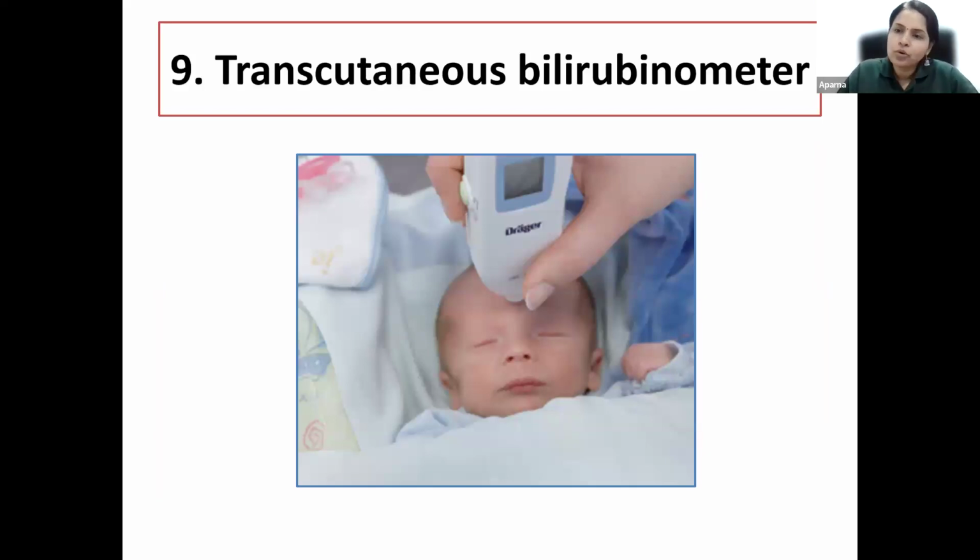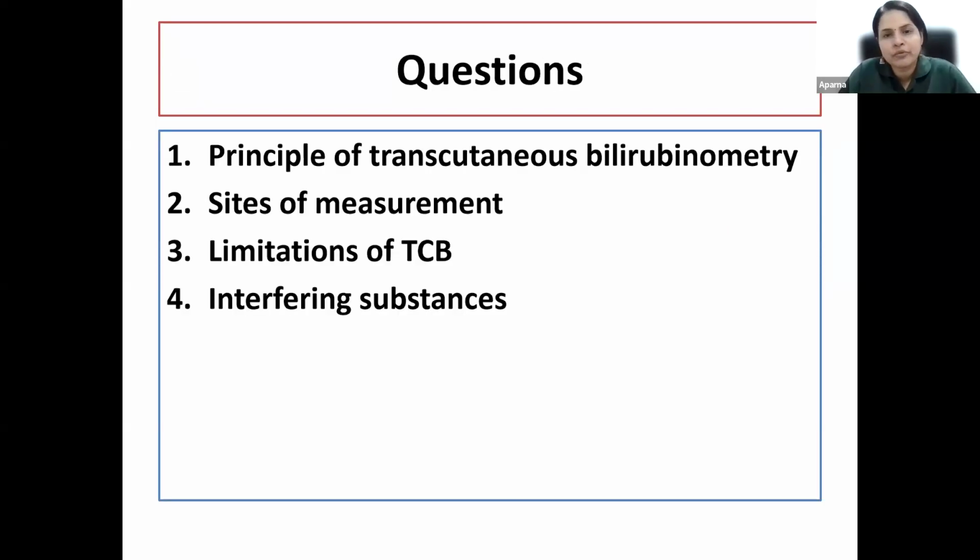Let us now discuss the role of the transcutaneous bilirubinometer for the detection and management of jaundice.